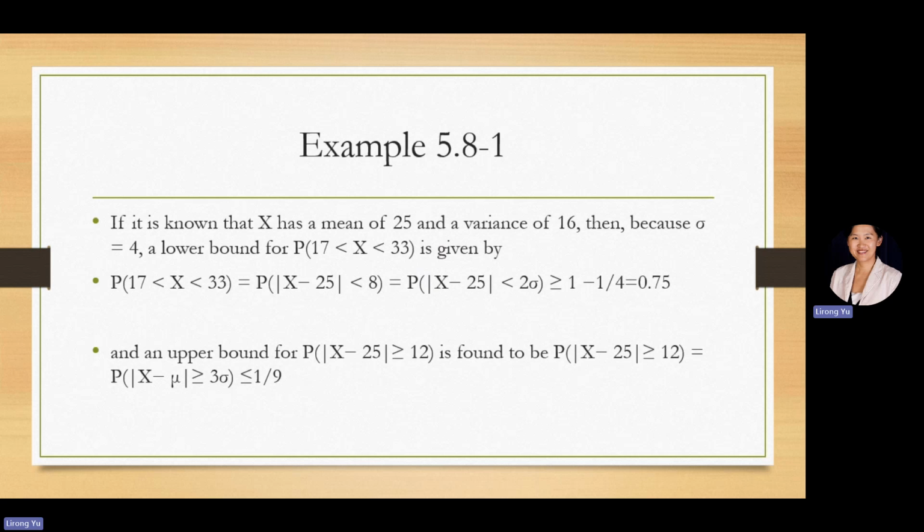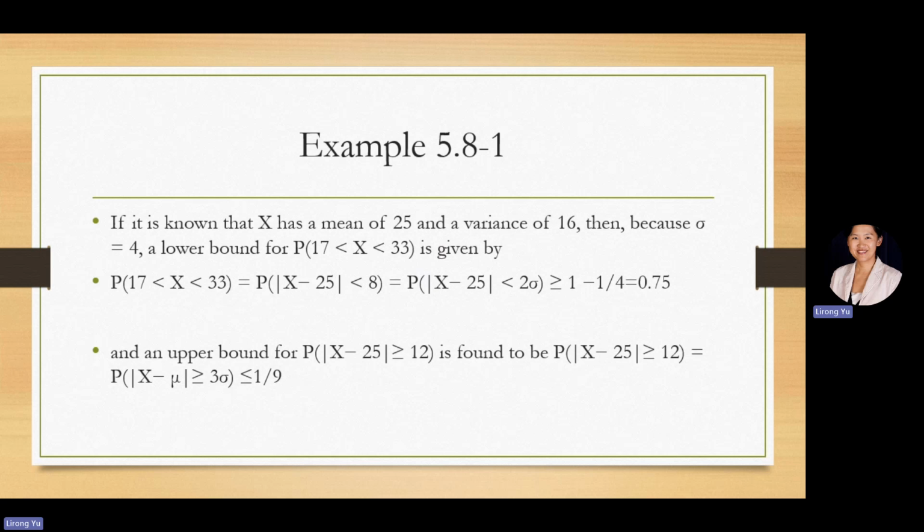This is example one in the book, saying suppose x has a mean of 25, variance of 16, and therefore standard deviation is 4. We're going to find the lower bound for x between 17 and 33. Let's slightly change the question to identify how we solve it. First, we will work on the inequality. The inequality says x is between 17 and 33.